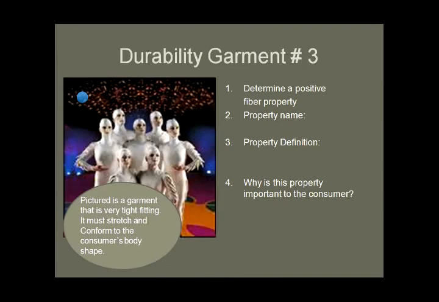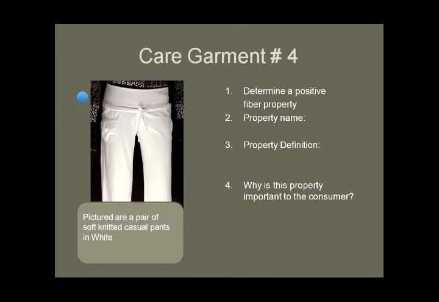In our next picture, we have a group of garments that are very tight-fitting. They would be the kinds of costumes that might be worn by Cirque du Soleil. They must stretch and conform to the consumer's body and have the ability to stretch and move with the performers. So again, we're looking at the category of durability. Determine a positive fiber property. Determine the property's name. Tell us the definition of the property and why this property is important to this consumer.